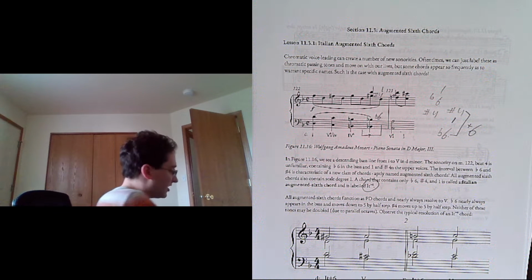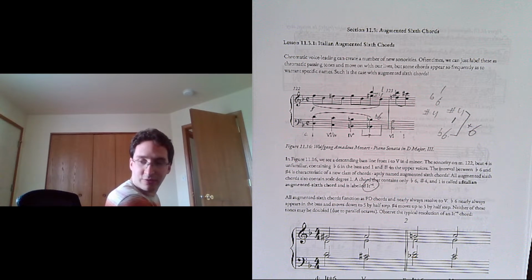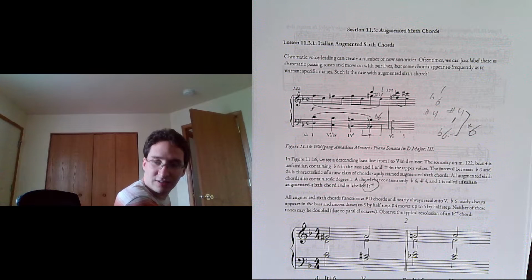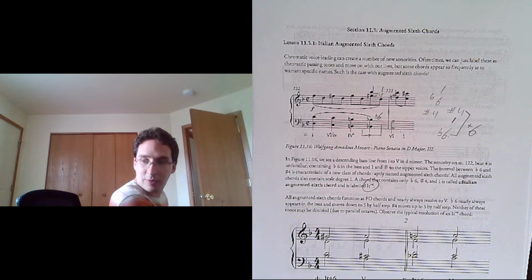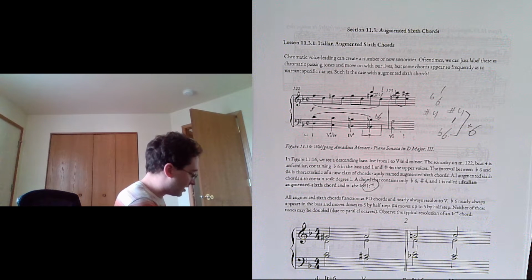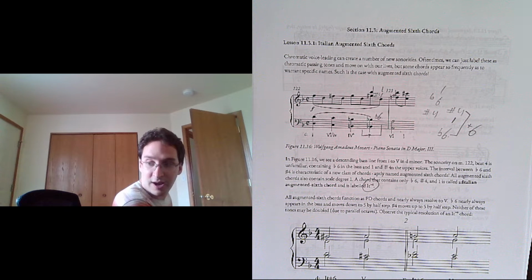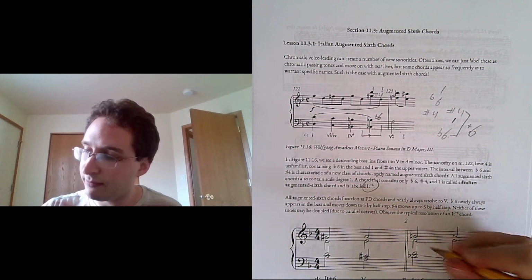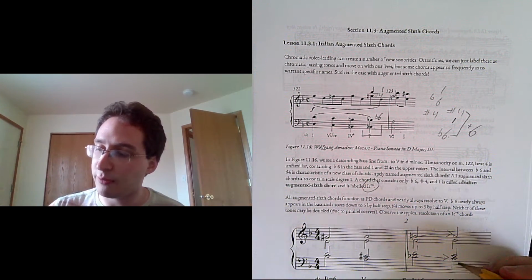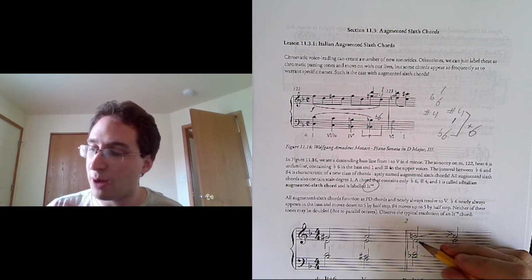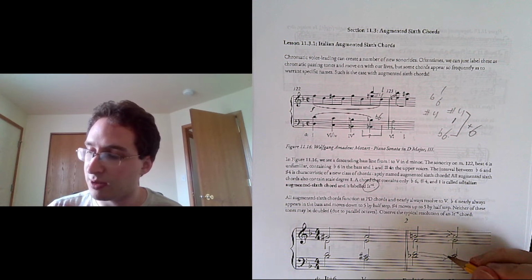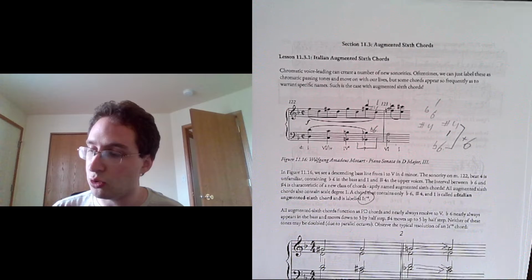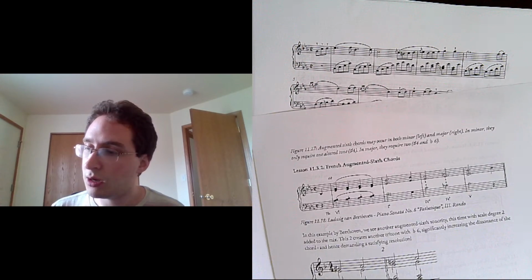So here's an example of resolving from Italian augmented 6 to 5. Or in major, you can also do the same thing. Have an Italian augmented 6 going to 5. So just make sure you resolve your tendency tones appropriately. The flat 6 goes down, the sharp 4 goes up. And then since you've doubled 1, one of them will have to go up, one of them will have to go down to 7 and 2. That's what's going on there.